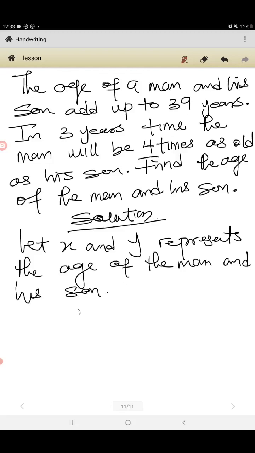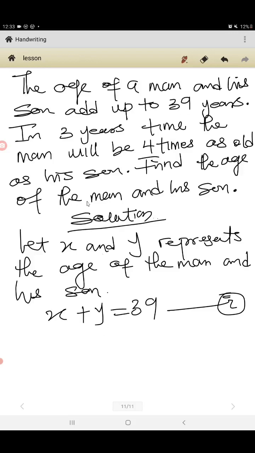So if x and y represent the age of the man and his son, the first statement says that x plus y is equal to 39. That is equation 1. In mathematics word problems like this, you interpret the questions according to the statement. So we are interpreting this statement like this, stage by stage.